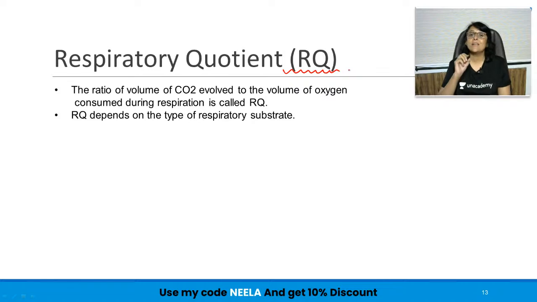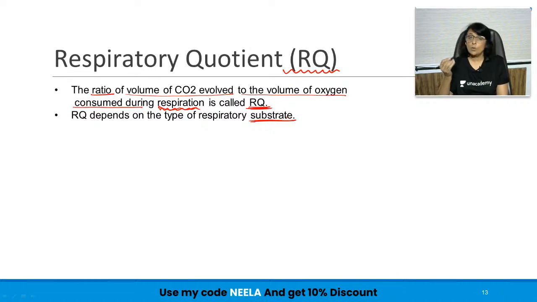Here we are talking about respiratory quotient. How do we define it? It is the ratio of volume of carbon dioxide evolved, that means given out, to the volume of oxygen consumed during respiration. So how much oxygen is consumed? This is input. How much carbon dioxide is given out? This is output. And we are talking in terms of respiration, so we are calling it respiratory quotient or RQ. And RQ depends on the substrate. What is that substrate which is being broken down?